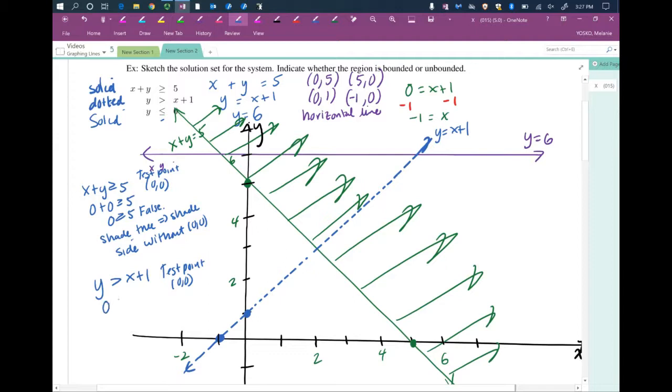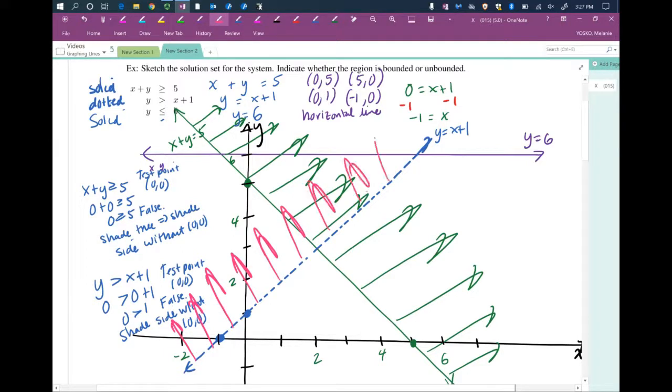So I'm going to replace y with 0, and I'm going to replace x with 0. So I see that 0 is greater than 1. Again, that's false. So I'm going to shade the true. So I'm going to shade the side without 0, 0. So that means here's 0, 0. I have to shade this side. So you're going to shade like this. Okay.